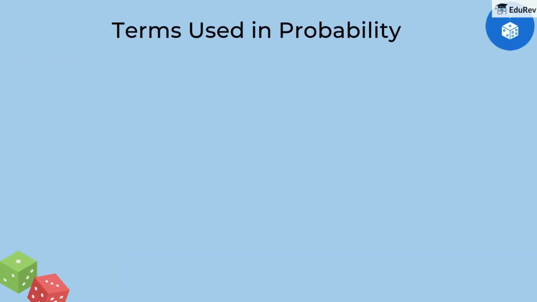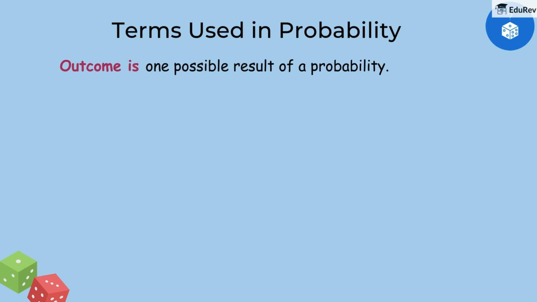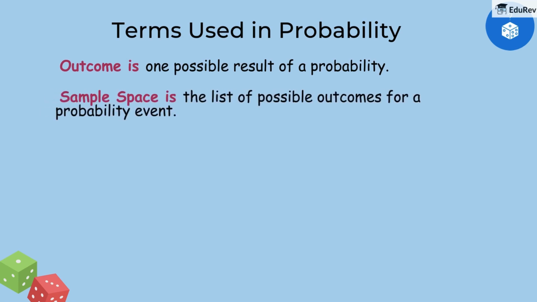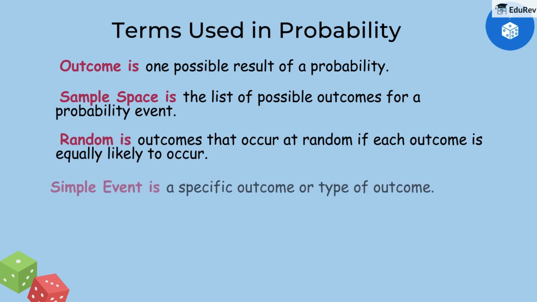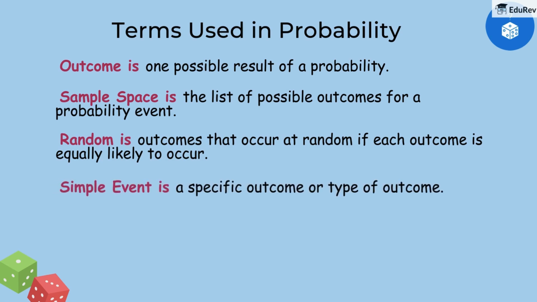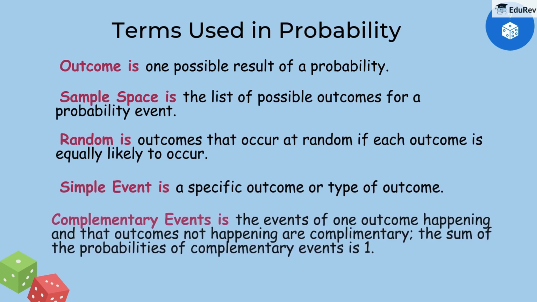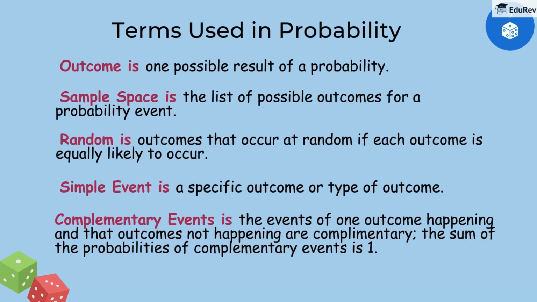Let's move on to some important terms used in probability. An outcome is one possible result of a probability. The sample space is the list of possible outcomes for a probability event. Random refers to outcomes that occur at random if each outcome is equally likely to occur. A simple event is a specific outcome or type of outcome. Complementary events refer to one outcome happening and that outcome not happening. The sum of the probabilities of complementary events is 1.